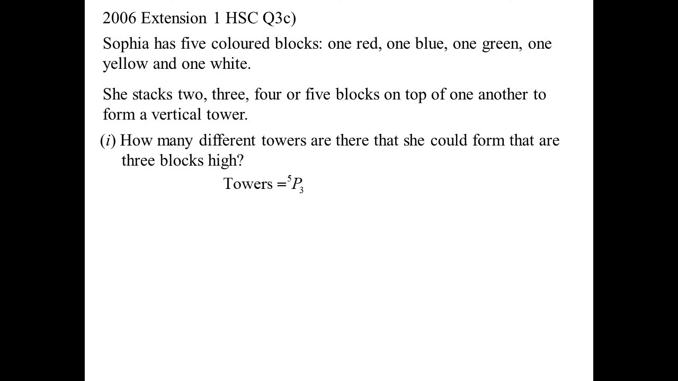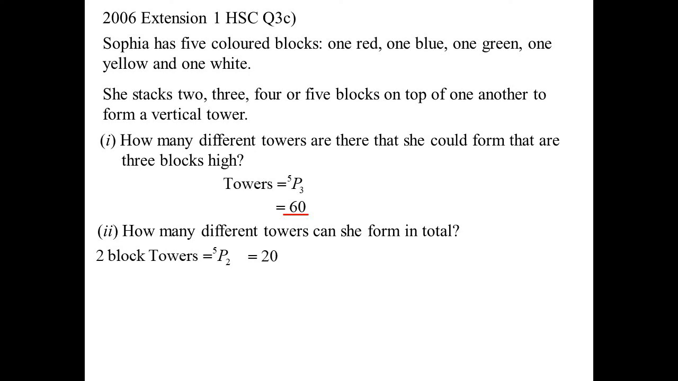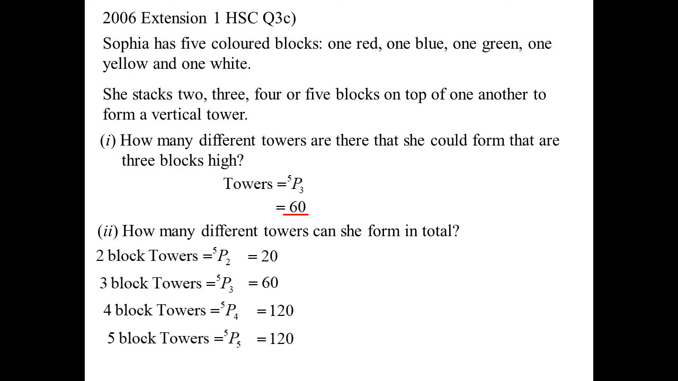5P3. There are 5 blocks. She's going to arrange 3 of them. 60 different towers. How many different towers in total? We just worked out the 3 block towers. But remember, we could have 2 block towers. 5P2. That's 20. We worked out 3 block towers, 60. 4 block towers, that turns out to be 120. 5 block towers, 5P5, which is also 120. Add them all together, we get 320 possible towers.